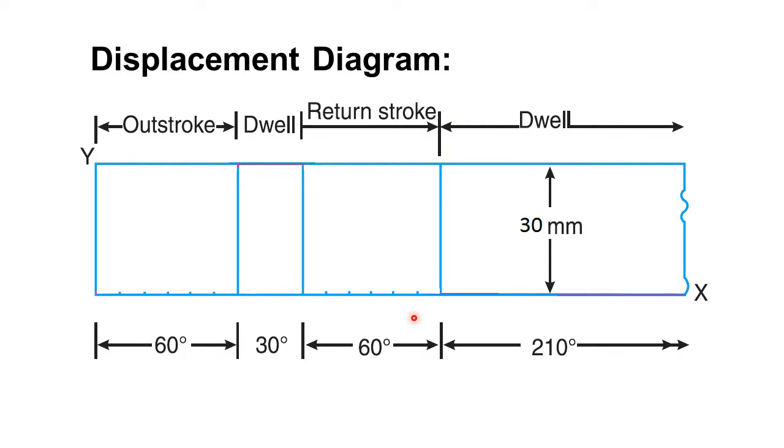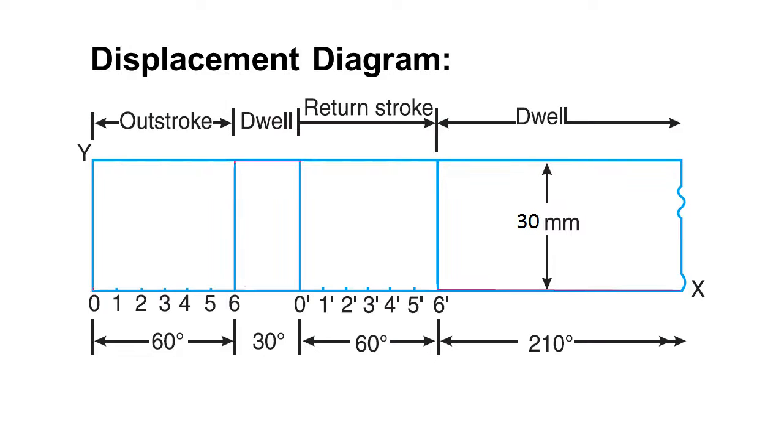Similarly here also you do 6 divisions: 5 mm, 10 mm, 15 mm, same, 1.5 centimeter, 2 centimeter, 2.5 centimeter, and 3 centimeter. Make equal 6 divisions. Now all these divisions we will mark starting from 0, 1, 2, 3, 4, 5 and 6. Similarly these divisions we will mark as 0 dash, 1 dash, 2 dash, 3 dash, 4 dash, 5 dash and 6 dash.